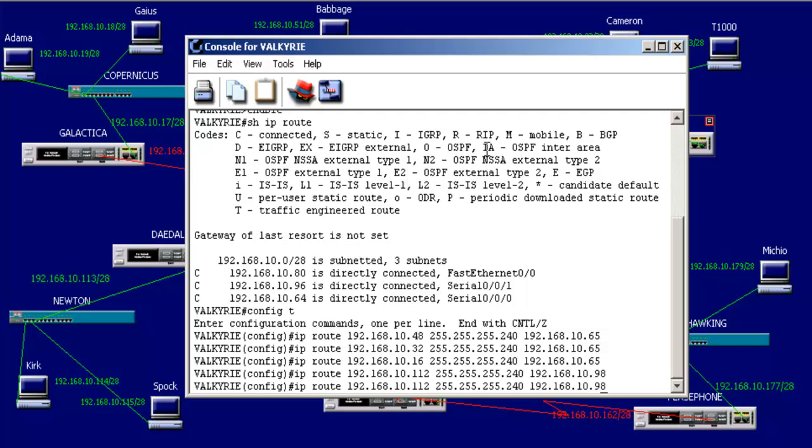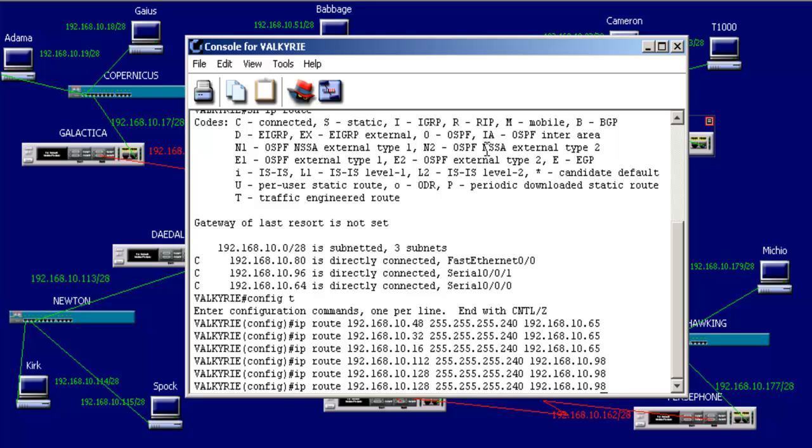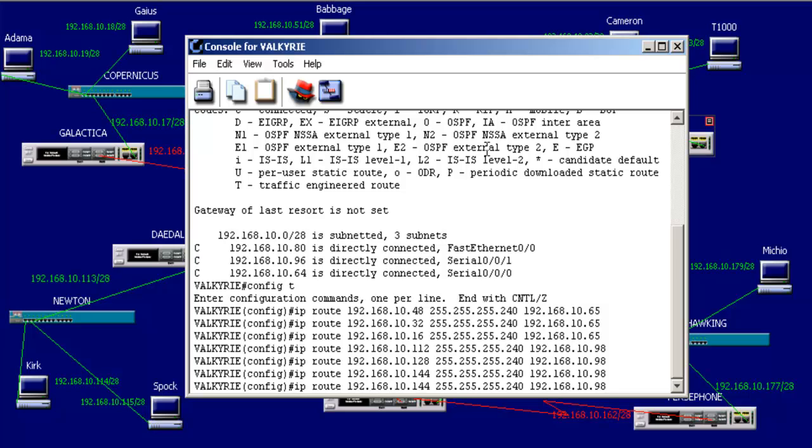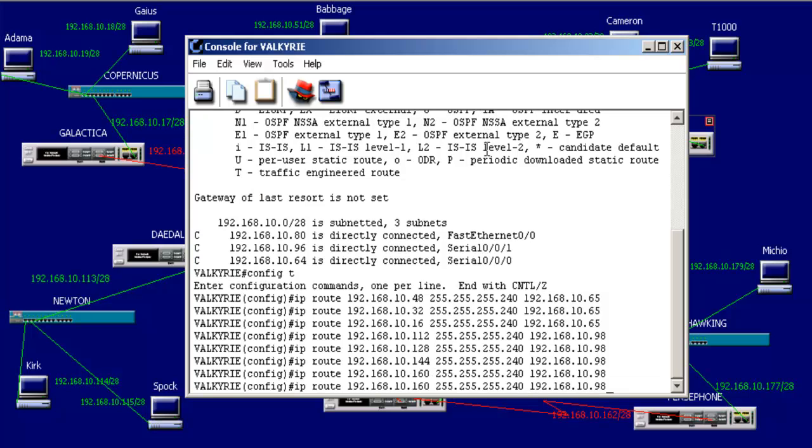And we can do the same for all of the higher subnets moving through. So 112 and 128. And let's do 144. And let's do 160. And let's do 176.